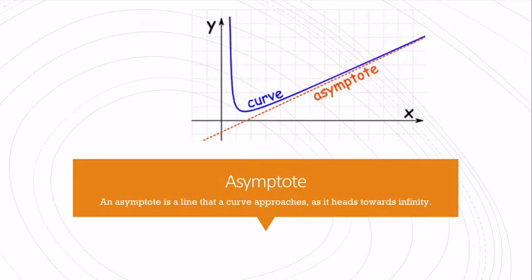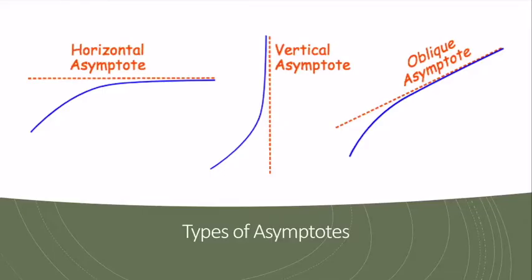An asymptote is a line that a curve approaches as it heads towards infinity, but it never crosses. This is what we're going to work with when it comes to rational functions. There are three types of asymptotes.